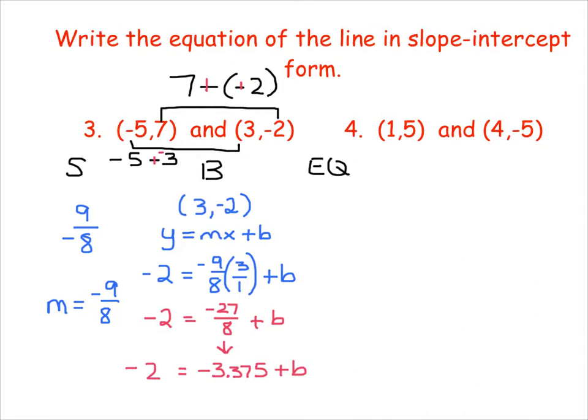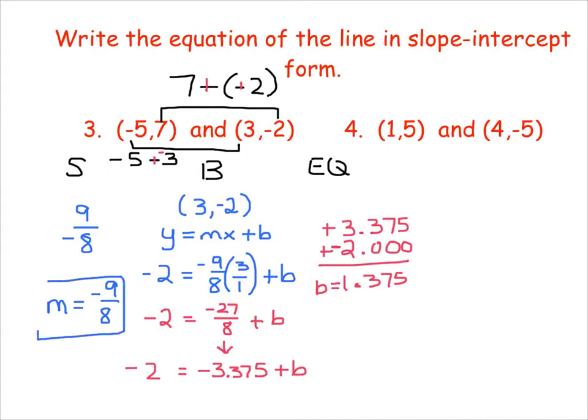Going to add that to both sides so it becomes a positive. So we have a positive 3.375 plus a -2. Remember that would be... So that gives me a 1.375 is the b. And then I take the slope, I take the b, and I make the equation.